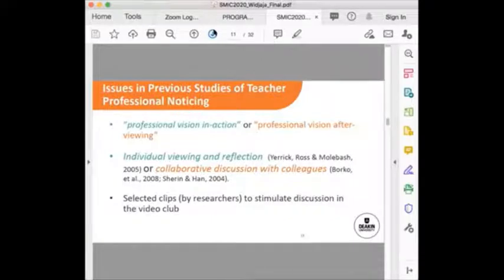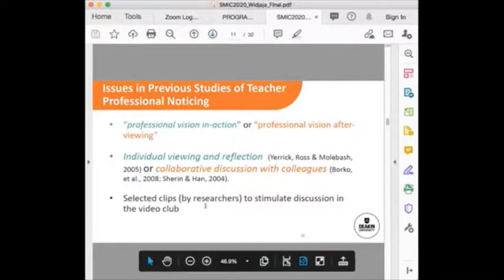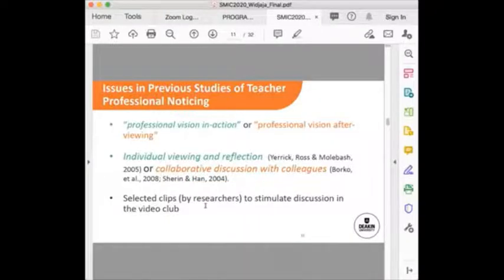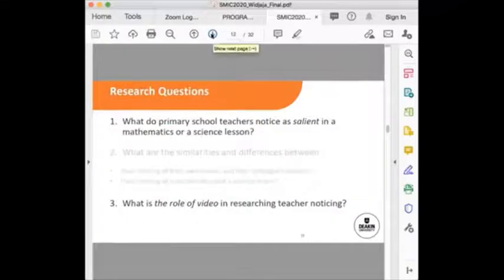There are also distinctions between whether we as researchers selected the clips to facilitate the stimulated reflection, for example, or whether you get the teachers to select the clips and discuss their reflection. So there are different approaches with that. There are 3 research questions in our main study, but today I'm just looking at 2 of the questions.